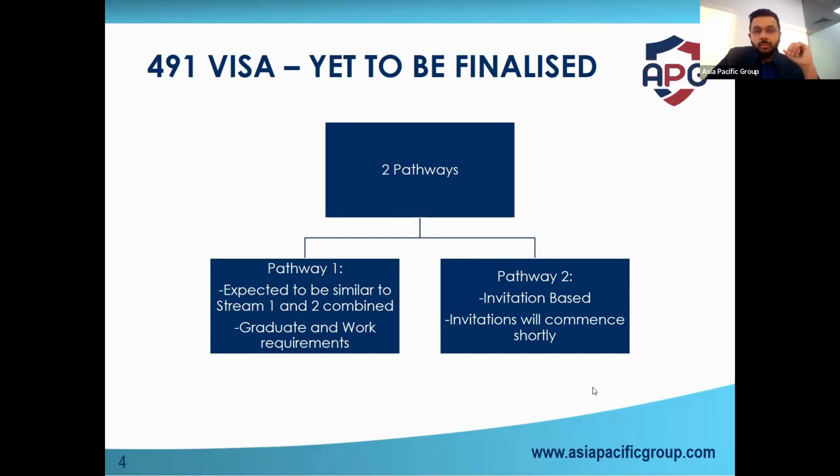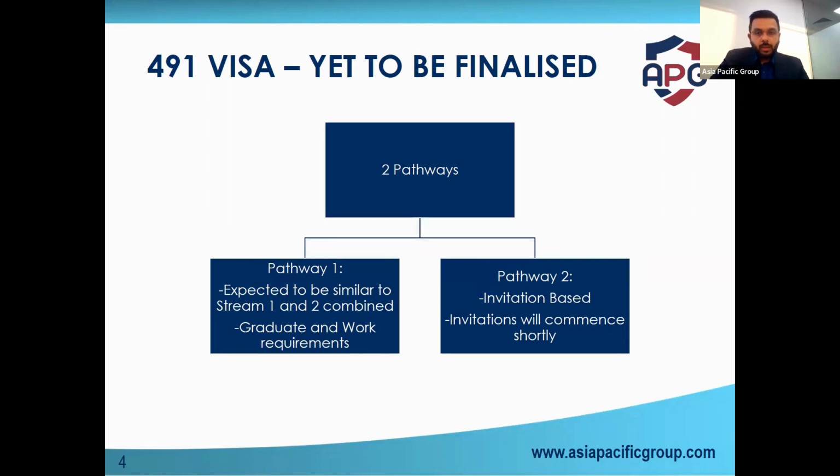Now, pathway 2 is most probably going to be invitation based. When you saw the occupation list, you must have noticed that even in the 491 there are a lot of experience requirements. So that's why pathway 2 is going to be very effective in terms of getting an invitation, based on your points and your experience. So it will be invitation based. Okay, so those are the 2 main pathways.